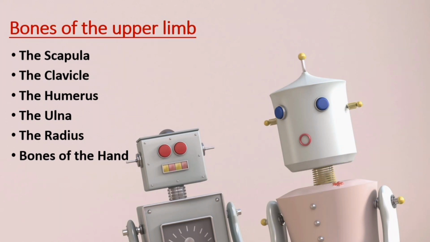Bones of the upper limb. The bones of the upper limb include the scapula, the clavicle, the humerus, the ulna, the radius and the bones of the hand. Let us have a quick look at each of them.